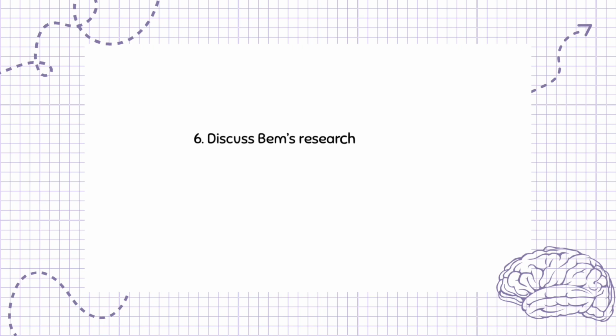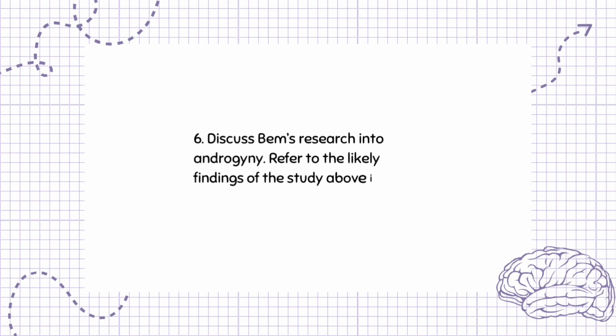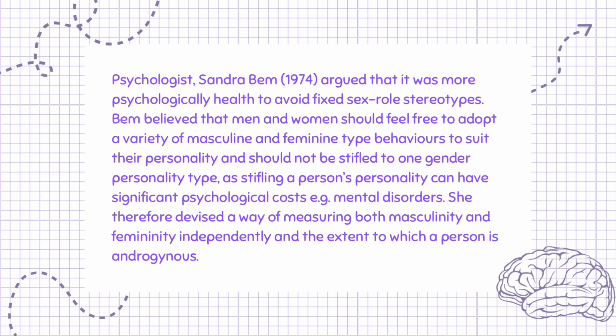Question 6. Discuss Bem's research into androgyny. Refer to the likely findings of the study above in your answer. 8 marks. Psychologist Sandra Bem, 1974, argued that it was more psychologically healthy to avoid fixed sex role stereotypes. Bem believed that men and women should feel free to adopt a variety of masculine and feminine type behaviors to suit their personality and should not be stifled to one gender personality type, as stifling a person's personality can have significant psychological costs, e.g. mental disorders.